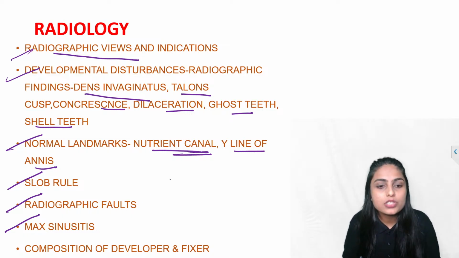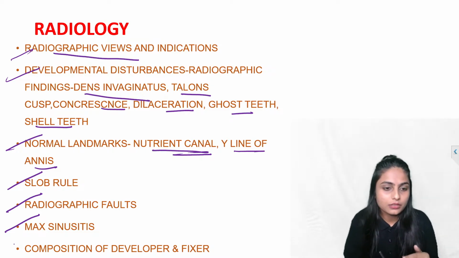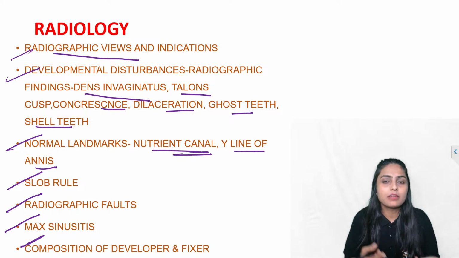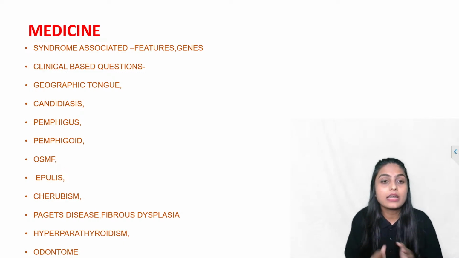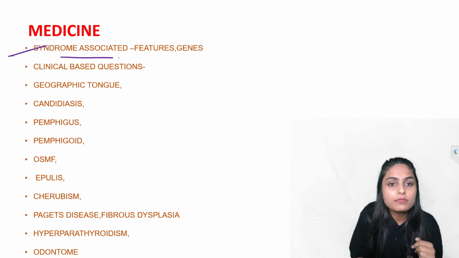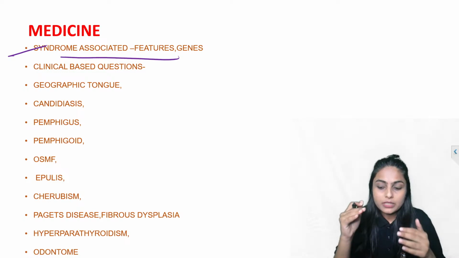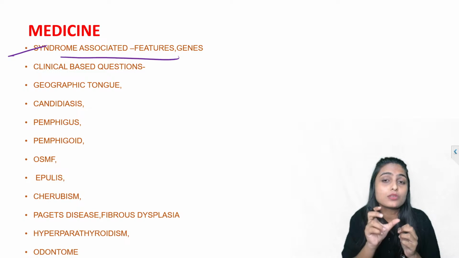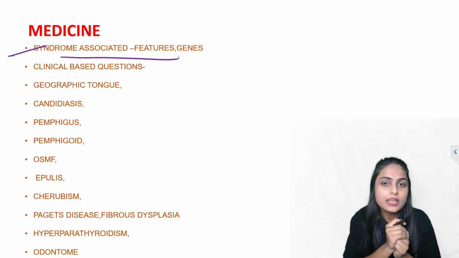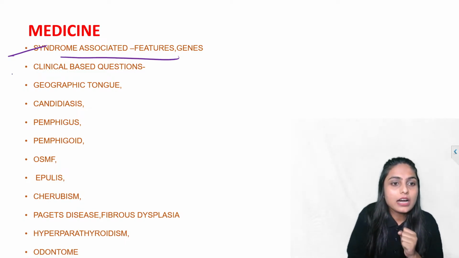Next is the composition of developer and fixer. There were questions based on this, so be thorough with this. All right, next we have medicine. From oral medicine, I've already told you about syndrome-associated questions. You have to be thorough with the features and the genes associated with these syndromes.